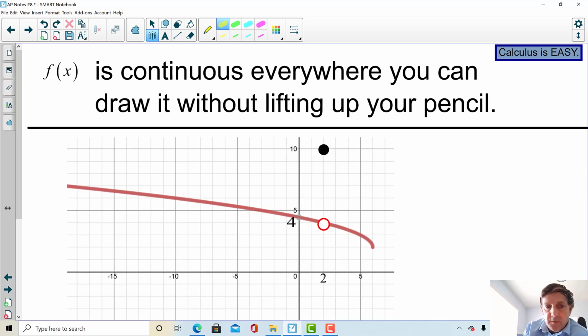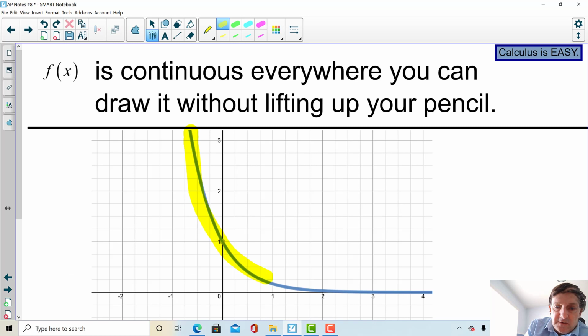Okay, here's another example. We're going to be continuous all the way until you get to 2. Then we got to lift up our pencil, and then we can put it back down, and then we stop at 6. So this function is not going to be continuous at 2, and is not going to be continuous to the right of 6, because there's no graph to the right of 6. Okay, this function is just going to be continuous everywhere.